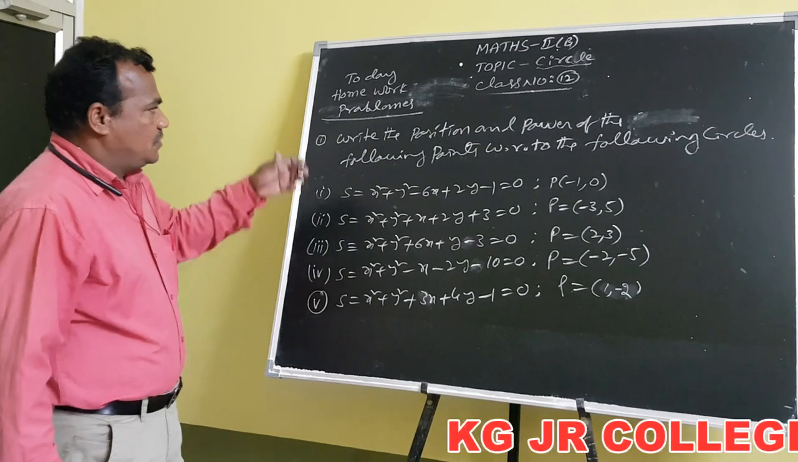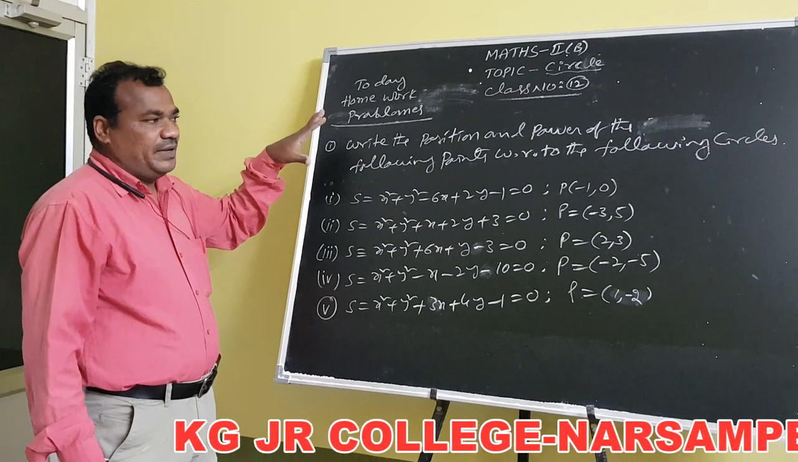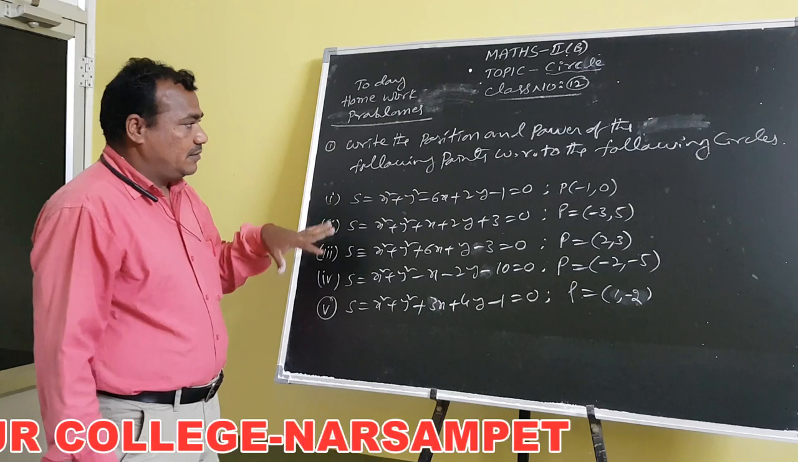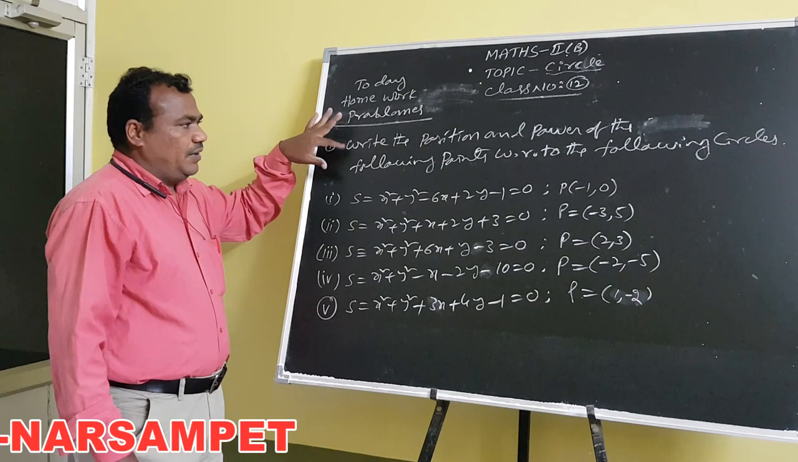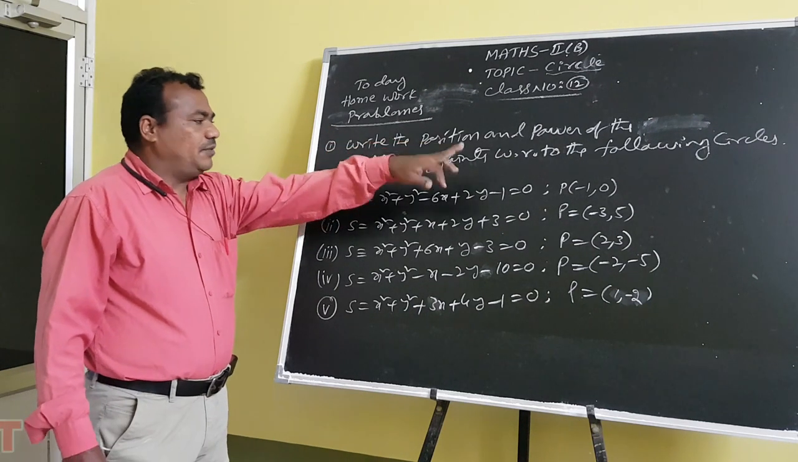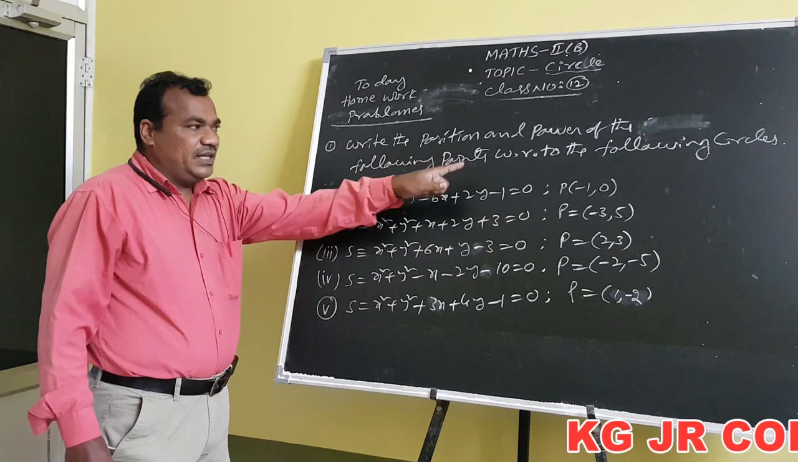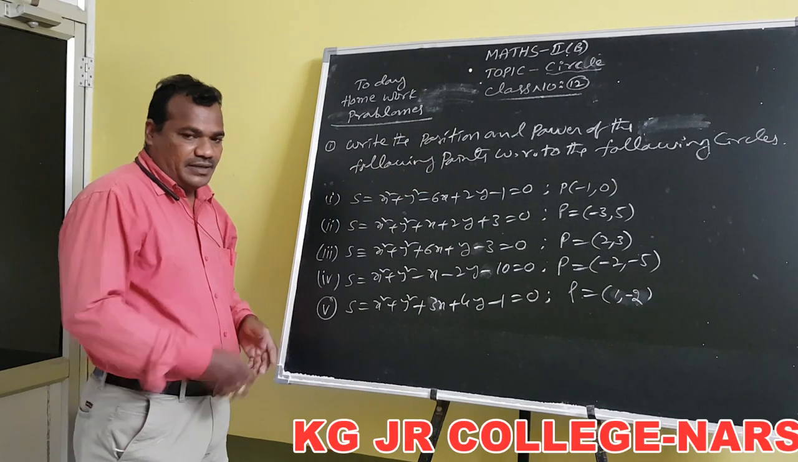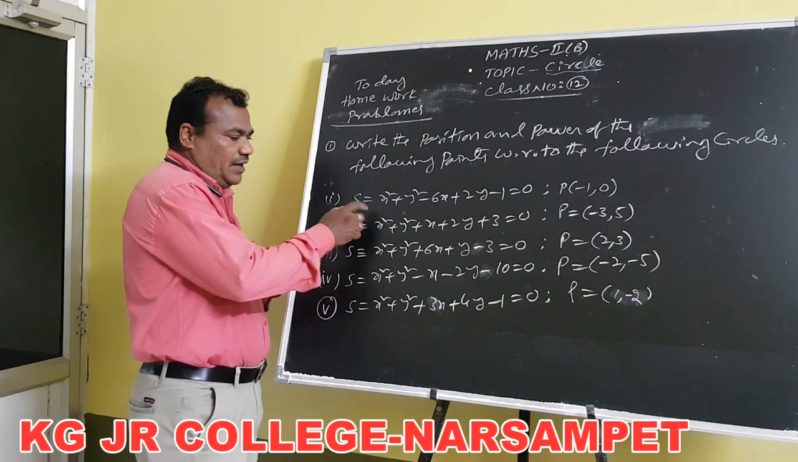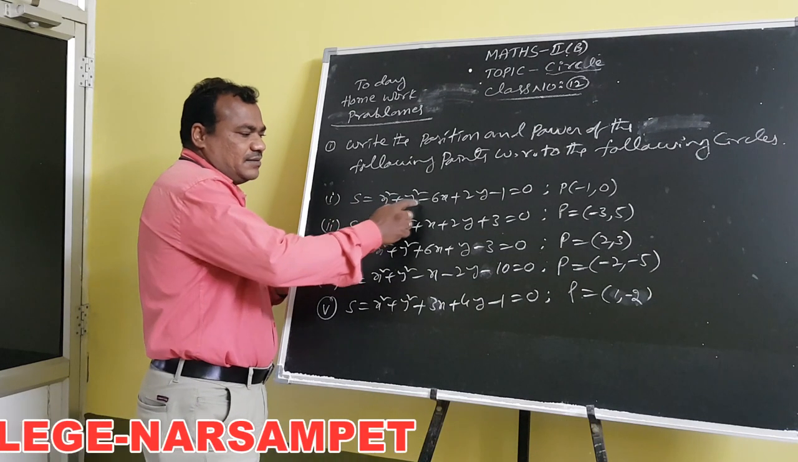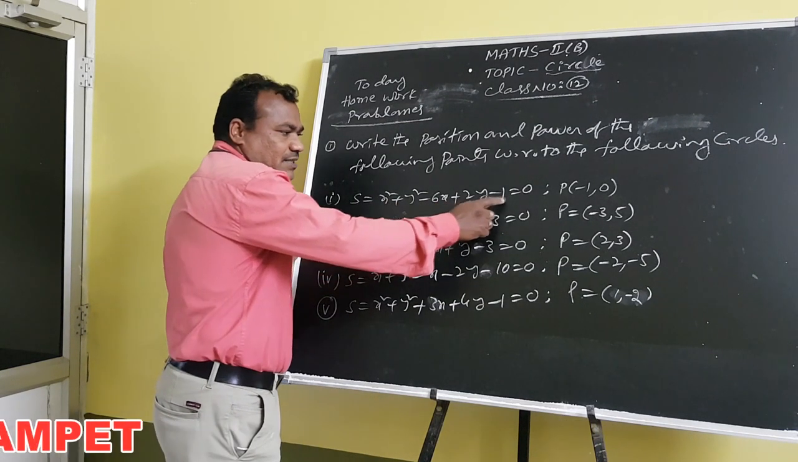Students, so today's homework problems depend on the previous topic. Write the position and the power of the following points with respect to the following circles. The first circle is S = x² + y² - 6x + 2y - 1.